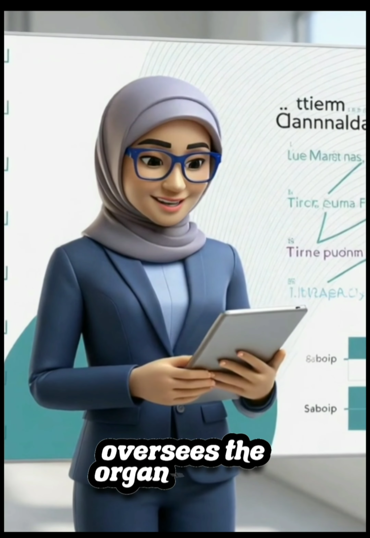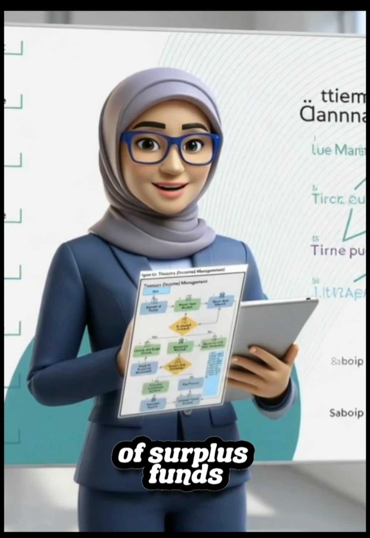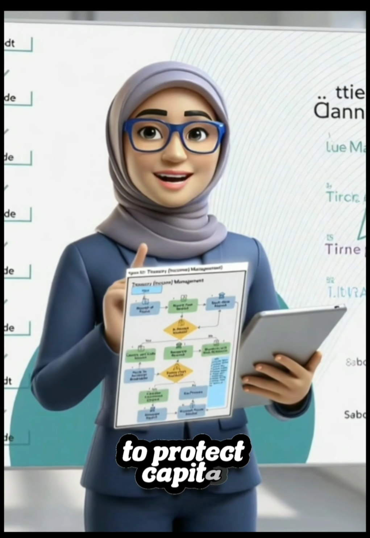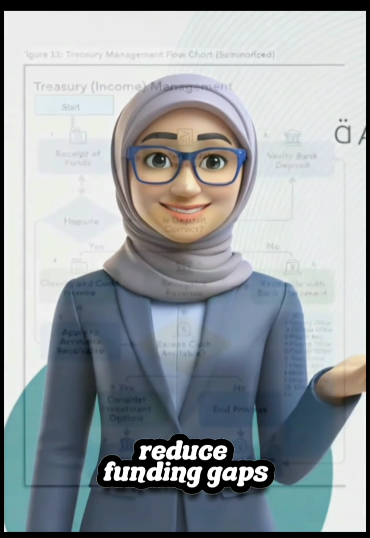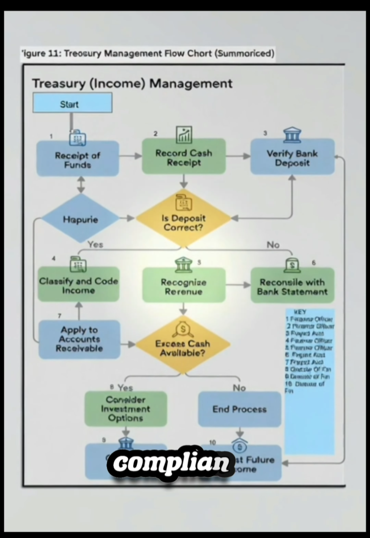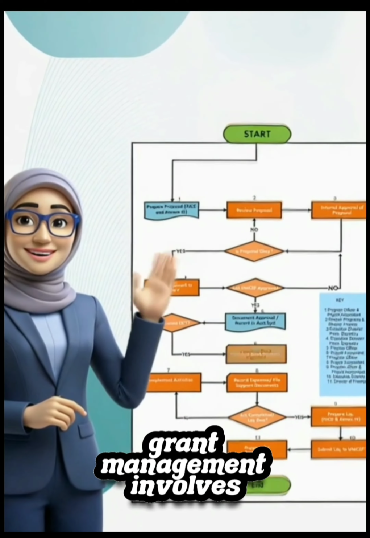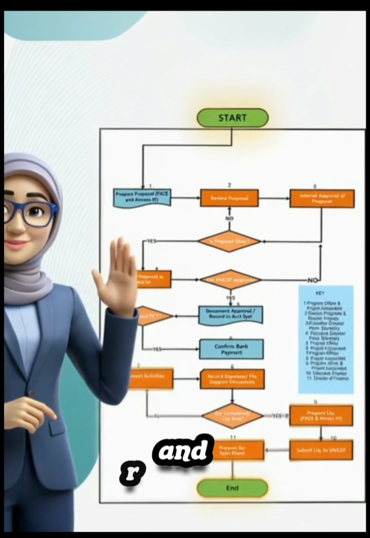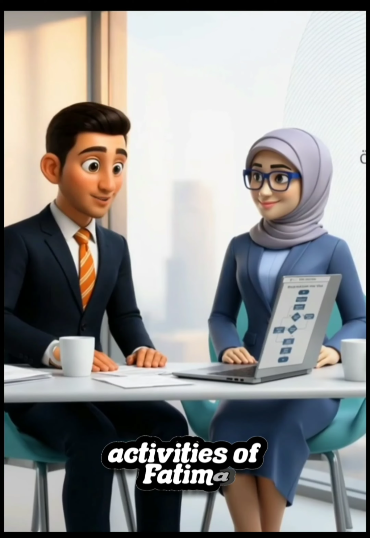Treasury management oversees the organization's liquidity, funding, investment of surplus funds, and financial risk management to protect capital and optimize returns. Effective treasury controls reduce funding gaps, manage interest rate and FX risk, maintain regulatory compliance, and support strategic decision-making. Grant management involves planning, approving, and reporting on funding from external sources to ensure funded activities are delivered.